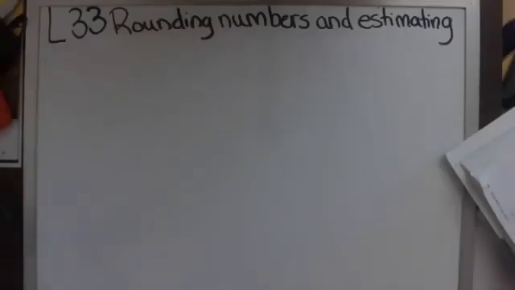This is lesson 33 for Saxon 5, rounding numbers and estimating. Rounding and estimating are actually the same thing. If you see in a question that it says estimate the answer, it wants you to round the numbers before doing whatever it wants you to do with them.